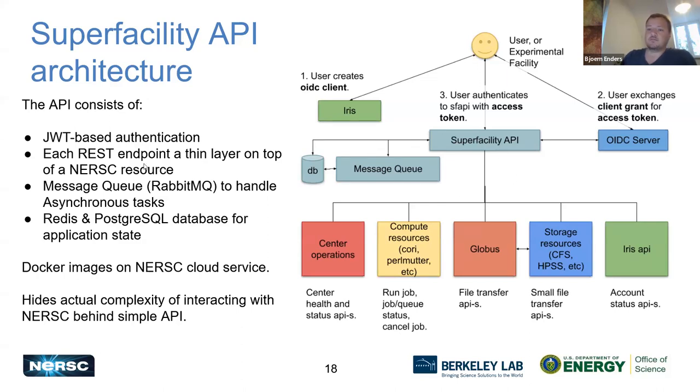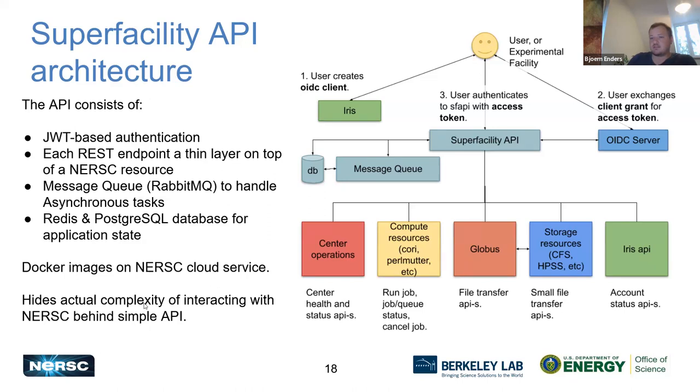And whenever you do a task that is too much to handle, or that the API thinks is probably something it can't do synchronously, it will return not the result of your call, but a task ID. Then you query the task ID to figure out what's going on with the job, and all these tasks are stored internally in a message queue. And we use Redis and Postgres databases to facilitate all that work.